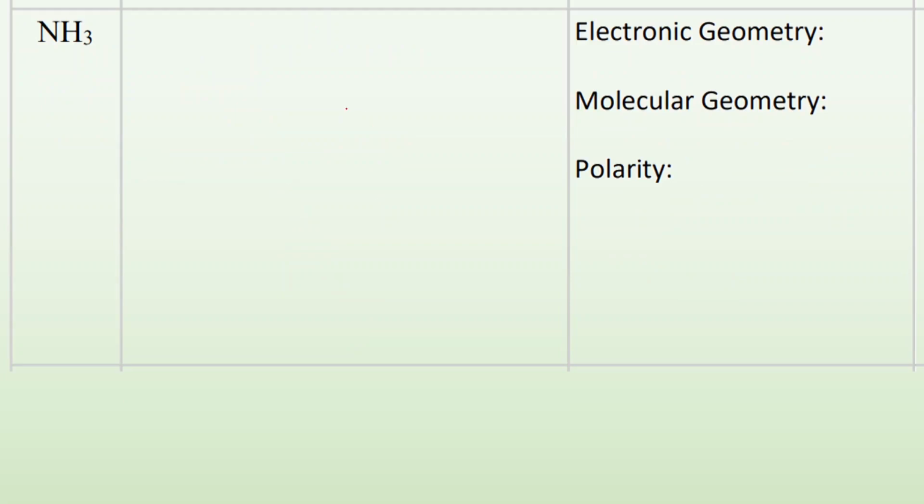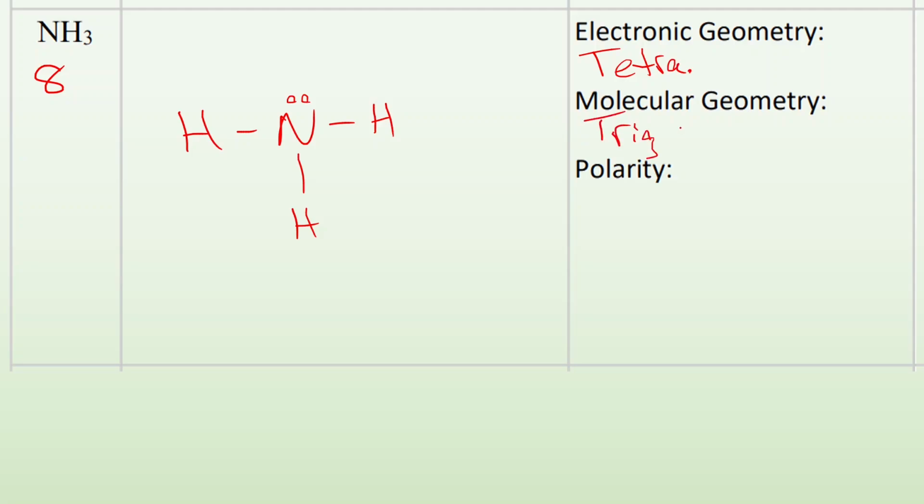All right, NH3, when we do the math, we have 8 valence electrons, and that means we're going to get a Lewis structure that is going to look like this. So it looks a lot like PCl3. The electronic geometry is going to be tetrahedral because we have 4 electron domains, but the molecular geometry is going to be trigonal pyramidal because of this unshared pair of electrons. Same kind of thing with the polarity. We have one line of symmetry for the NH3 molecule, which means we have a polar molecule.